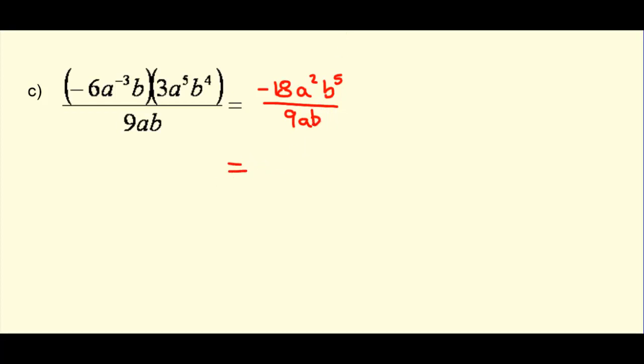Now we'll do our reducing. Negative 18 divided by 9 is negative 2. A squared divided by a leaves us just with 1a, and b to the exponent of 5 divided by b is b to the exponent of 4. This is exactly what we had before. Either of these methods work out, and it's up to you to decide what method works best for you when you need to simplify a question like this.